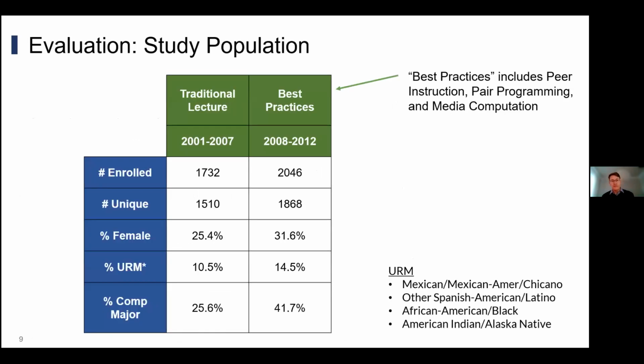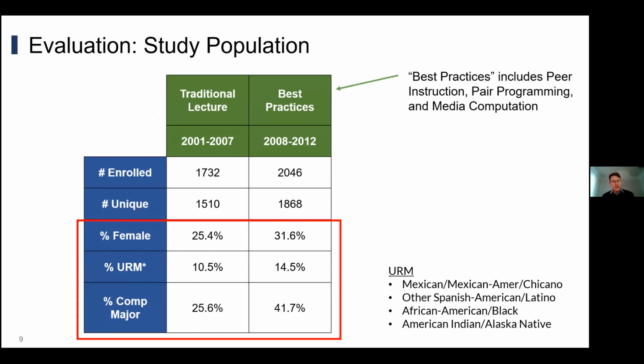In terms of the population for the study, we see that this is a really large number of students because this is a population for a 12-year period at UC San Diego. We can also see that the percentage of students who are women, students from underrepresented groups and minorities in computing, and those who intended to major actually rose slightly during that best practices timeframe, actually more than slightly for the percentage who intend to major.